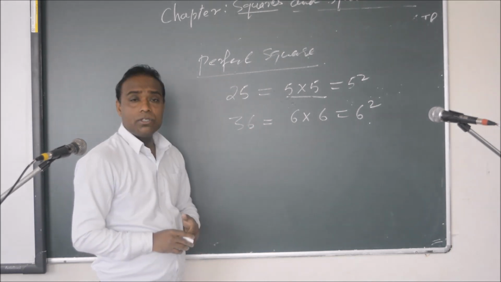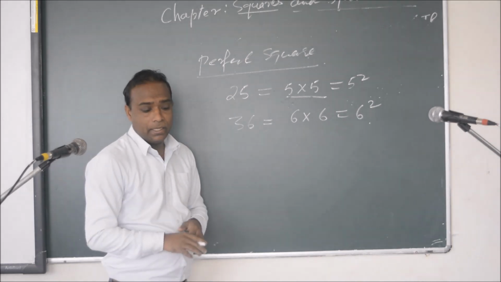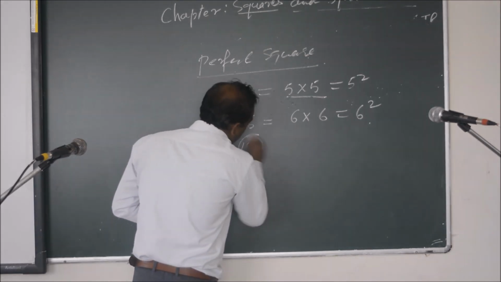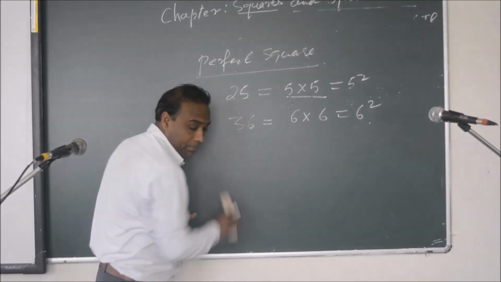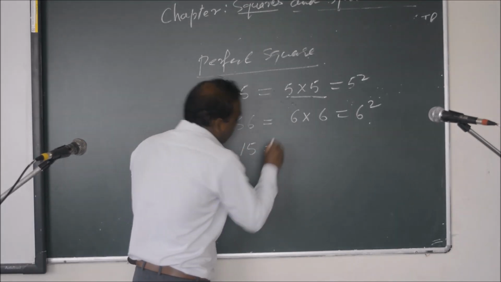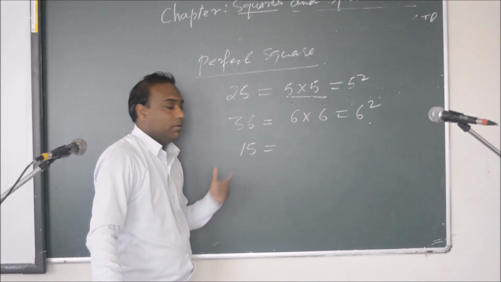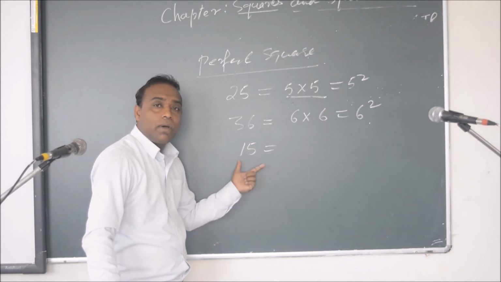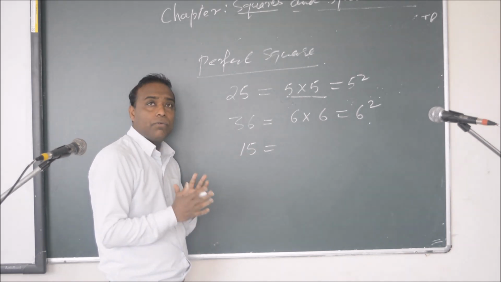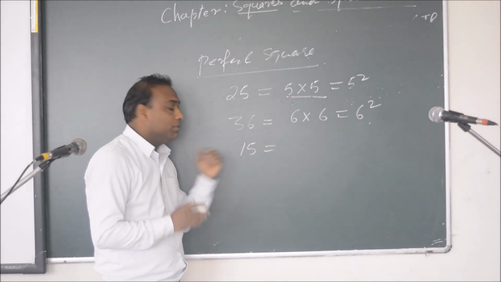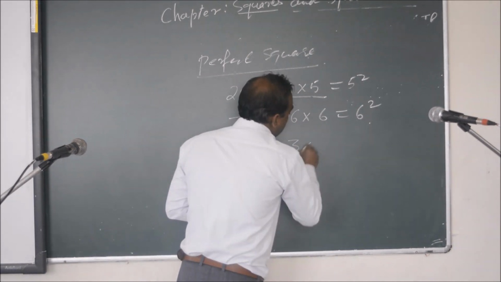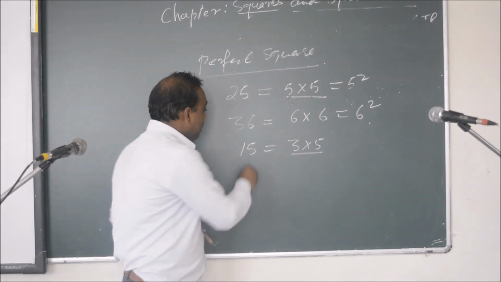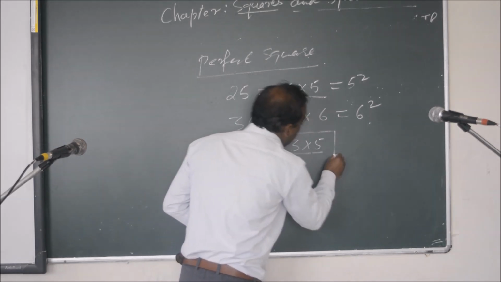So in the questions that I gave you, it was written: is 300 a perfect square? Let's take a number like 15. Can you see that 15 is a perfect square? 15 is not a perfect square, because there is no number which you multiply by the same number to get 15. Only 3 into 5 is 15, and 3 and 5 are different numbers. So that's why 15 is not a perfect square.